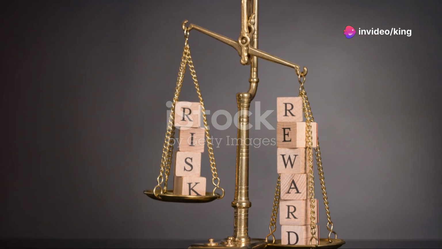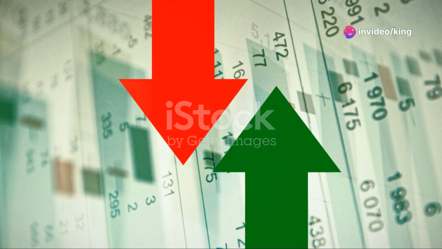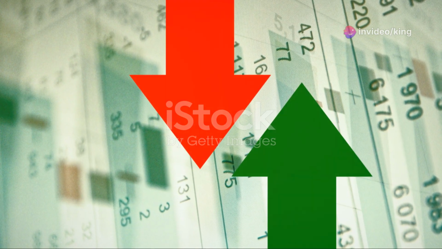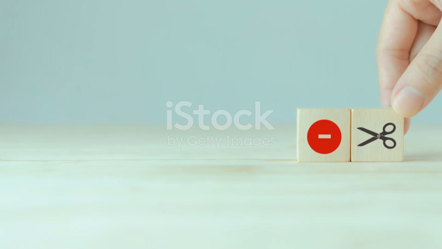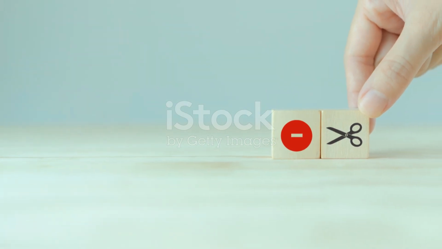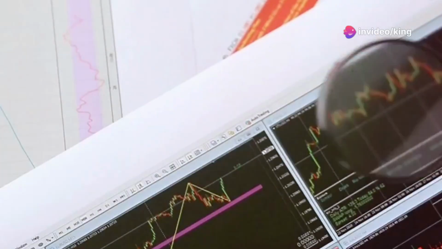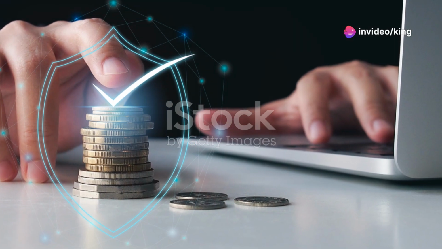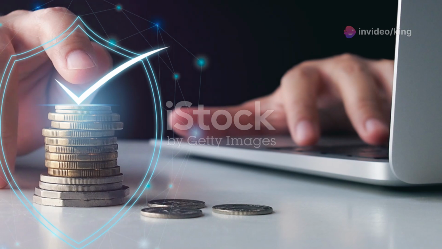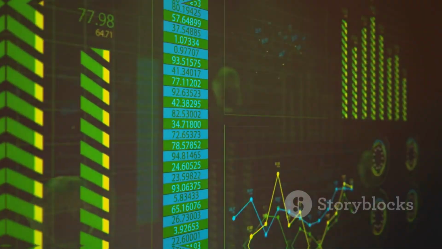Keep track of your win rate and risk-reward ratio. In scalping, a high win rate is often necessary to overcome transaction costs. Aim for a win rate above 50%. Your average winning trade should be at least as large as your average losing trade. If these metrics aren't in your favor, review and adjust your strategy. Remember, consistent small profits are the goal in scalping.